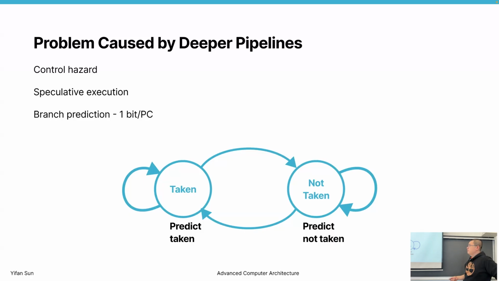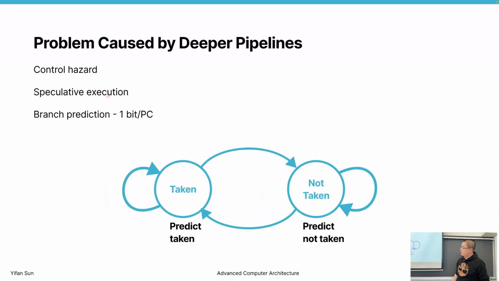But think about loops. Some loops execute 3 to 5 times, but in a real performance-critical program, your loop may execute thousands, millions of times. That's really common, right? So in this case, branch prediction is very effective. This is 1 bit per PC. What is per PC? It's basically that for each conditional branch instruction, we have one branch predictor. Okay, so some branch predictors will predict taken, some will predict not taken.